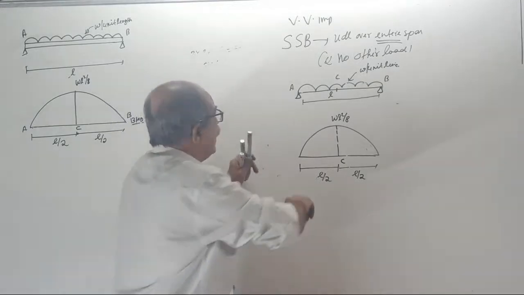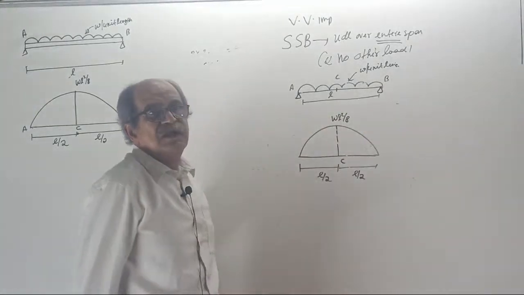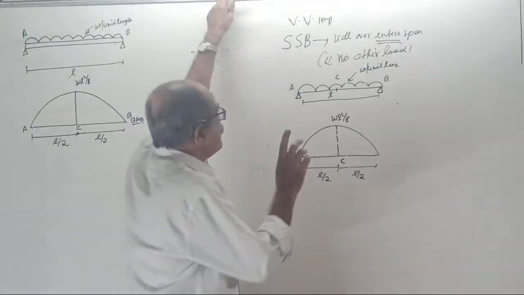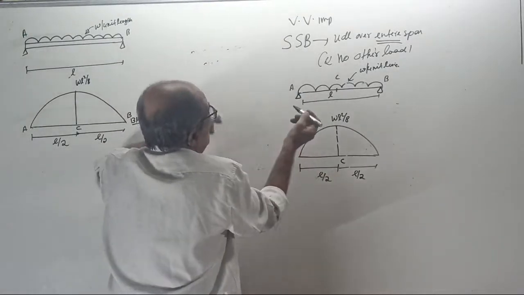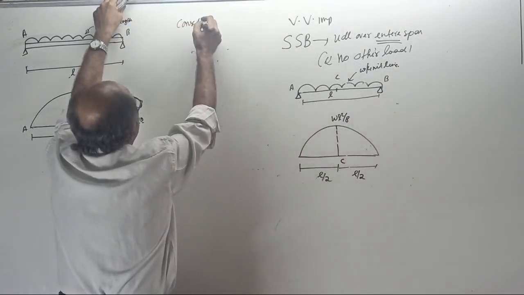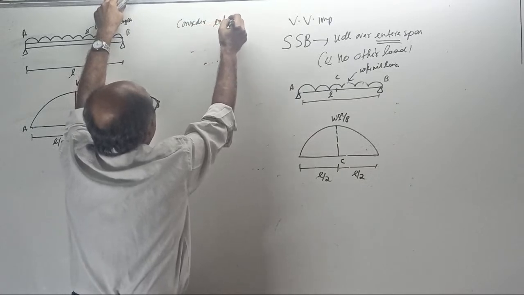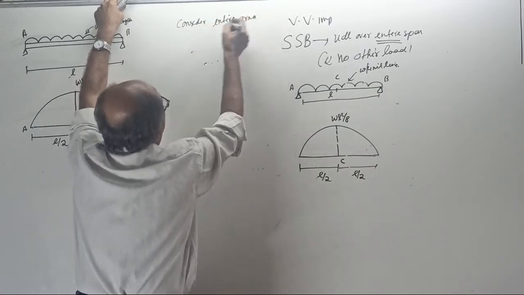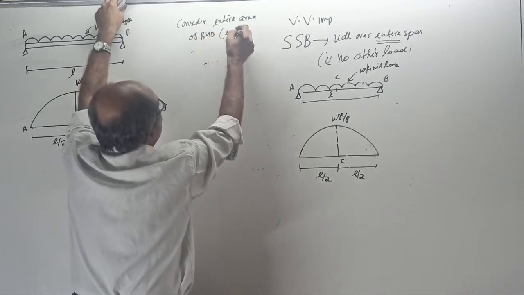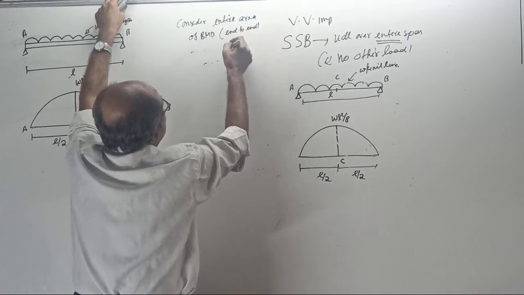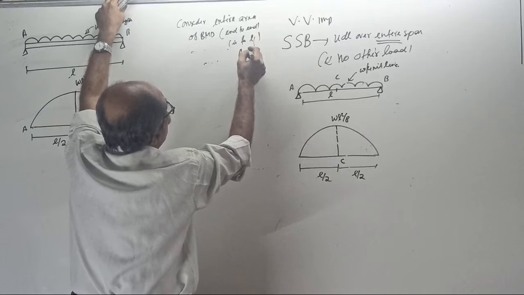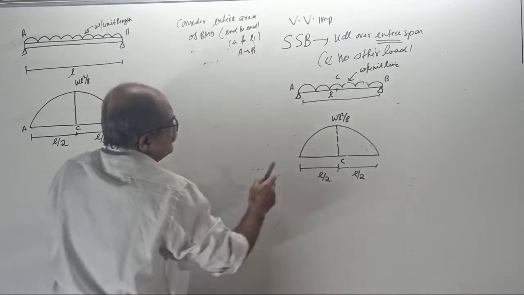Sometimes you may require the full area. Sometimes you may require half the area. So remember now, conditions are there. Now, one case, consider entire area of BMD, that is end to end, that is for length equal to L, that is A to B. I will consider the full area.